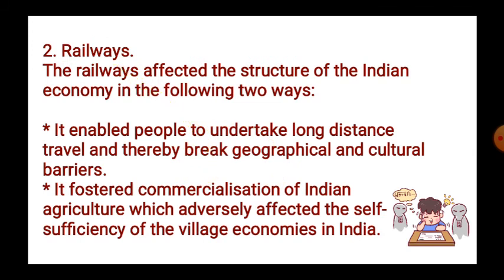Next, railways. The railways affected the structure of the Indian economy in the following two ways. First, it enabled people to undertake long distance travel and thereby break geographical and cultural barriers. Second, it fostered commercialization of Indian agriculture, which adversely affected the self-sufficiency of the village economies in India.